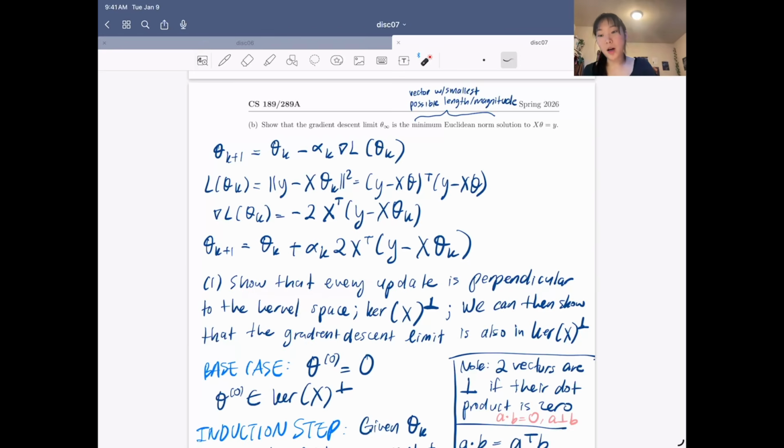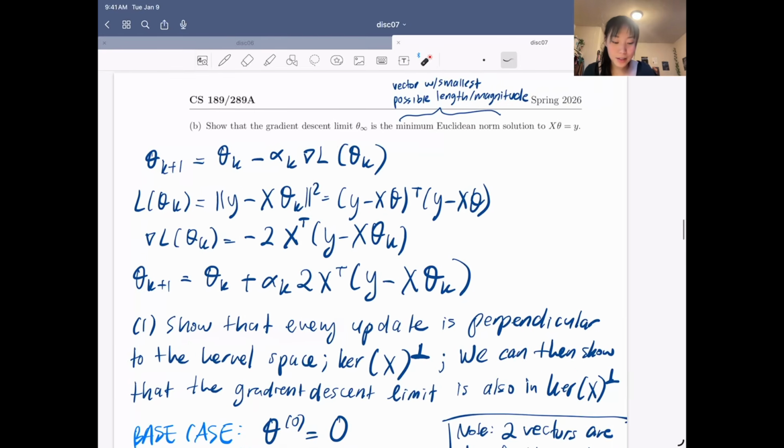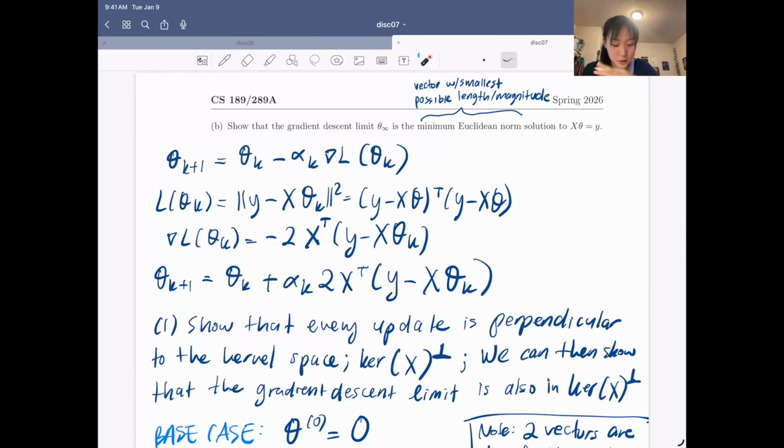And no matter what other possible infinitely many solutions there are, their Euclidean norm, their magnitude, is always larger than our vector's magnitude, because our vector is the one that's in the subspace perpendicular to the kernel space. And so the whole thing was just to say that there are so many solutions that gradient descent could have, but it really just always lands on one solution, aka the solution with the smallest possible length or magnitude, which is pretty cool. It's pretty cool.